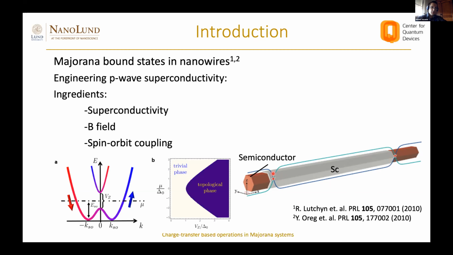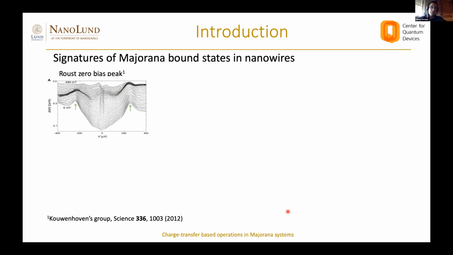And the main ingredients are superconductivity, magnetic field, and spin-orbit coupling. So this was first proposed by Yuval Oreg and Roman Lutchyn in 2010, and collaborators. And the first evidence of these Majorana bound states was reported one year after by the group in Copenhagen, as a robust zero bias peak that sticks to zero energy.